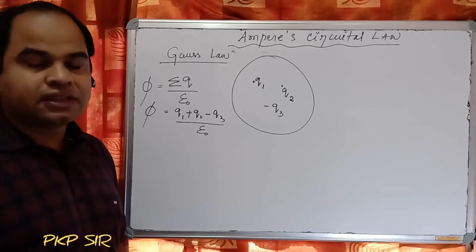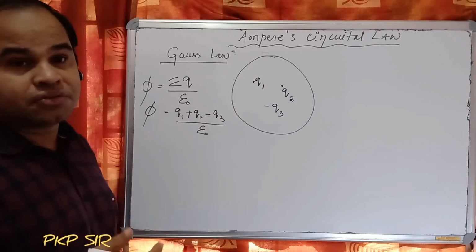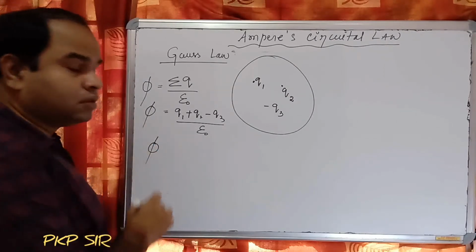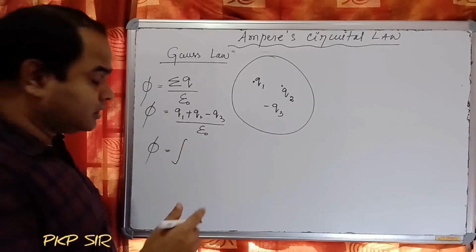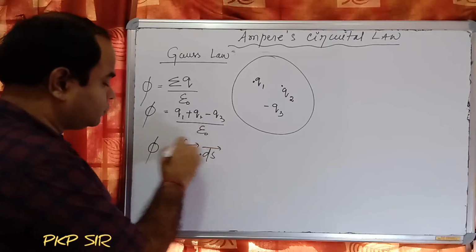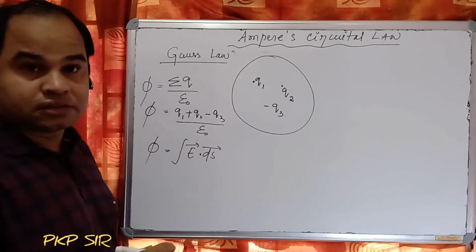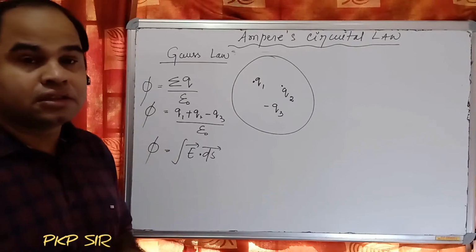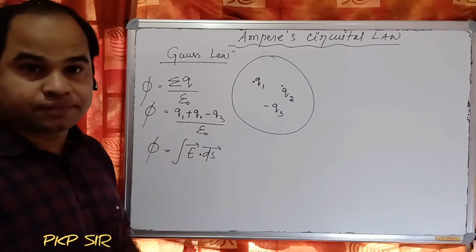There is another formula to find the flux if the electric field and the surface area are known. The flux is equal to the integration of E dot ds. By using this formula, we can find the total flux if we know the electric field and the surface area.